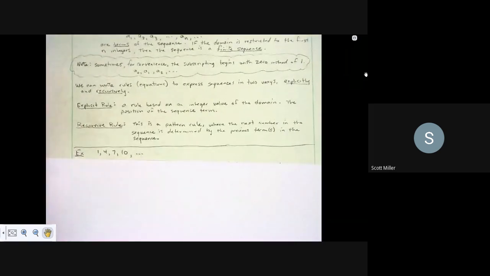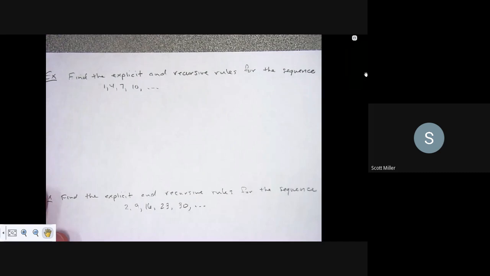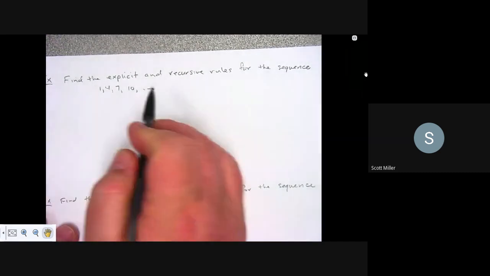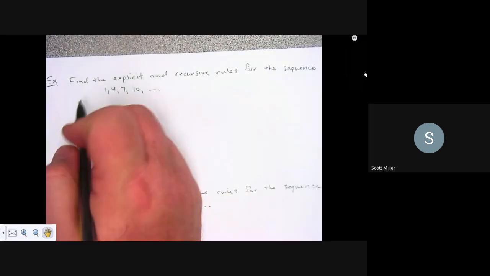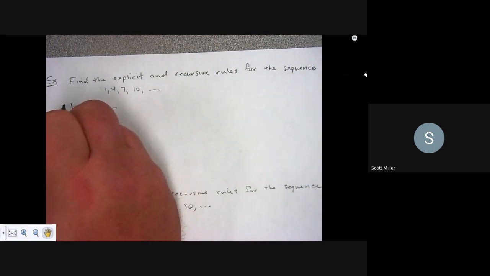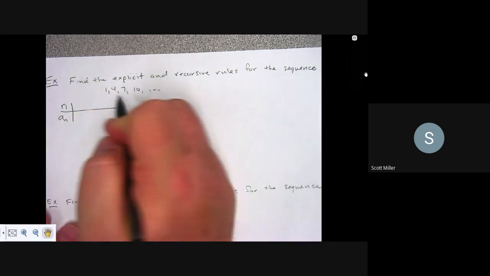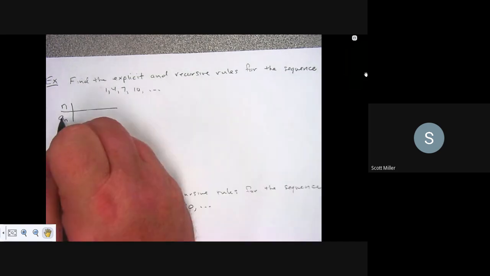So here's an example we're going to do. Here's a sequence. Let's see if we can find the explicit and recursive rule. Usually what I have people do is take these things, which are a function, and put them into a table. Instead of x and y, we use n for the position in the sequence, and a sub n represents the number in the sequence. So this is n, the position, and a sub n represents these numbers.